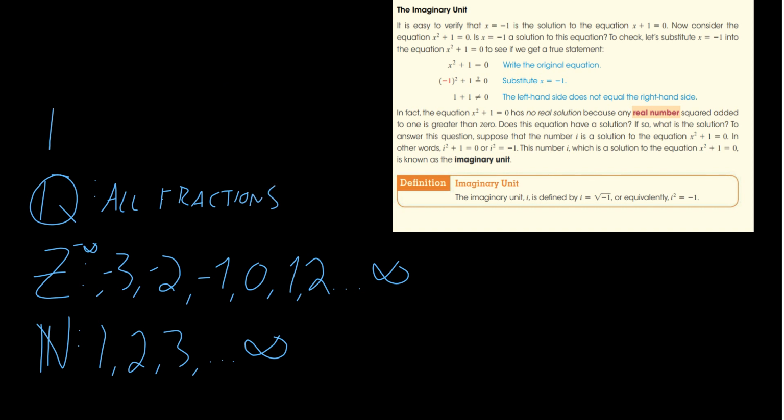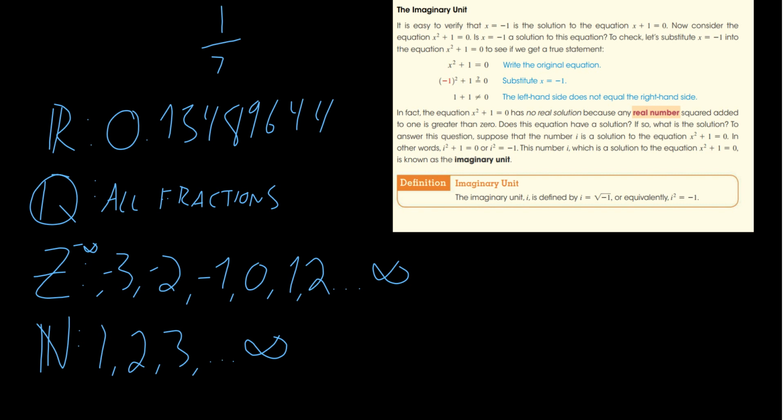And then we get to the big boy, the real numbers. So the fractions, all fractions, makes sense because we're talking about numbers that exist as fractions. Well, real numbers can be numbers that don't exist as fractions, right? Like 0.13489644. I'm just making something up. I'm going to venture to say that this does not make a fraction. So real numbers are every single number that you can possibly think of. So for instance, between 1/2 and 1/3, there's an infinite amount of numbers between those two numbers in the real number line.